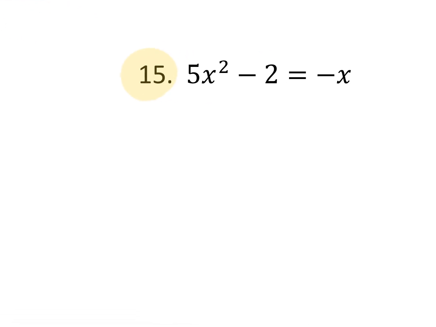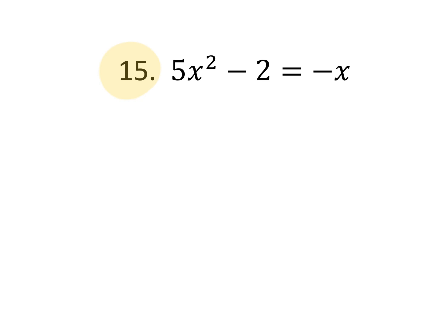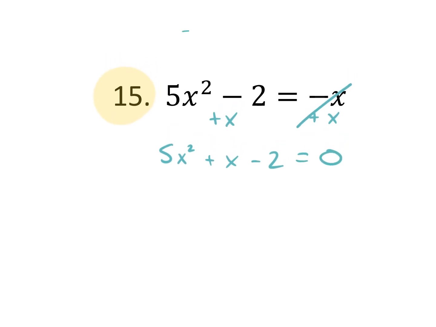So for 15, what do we have to do first? Add x. For quadratic formula, it has to be equal to 0. You got to move everything to one side and put it in standard form. So we have 5x squared plus x minus 2 equals 0. So our quadratic formula is negative b plus or minus the square root of b squared minus 4ac over 2a.